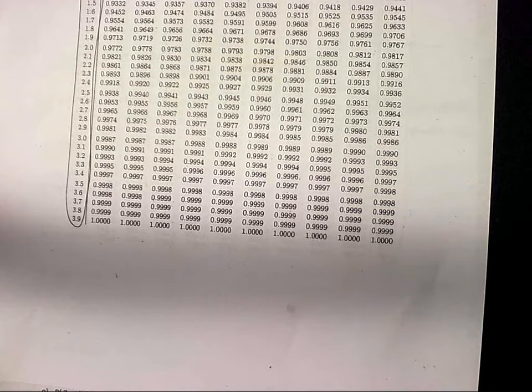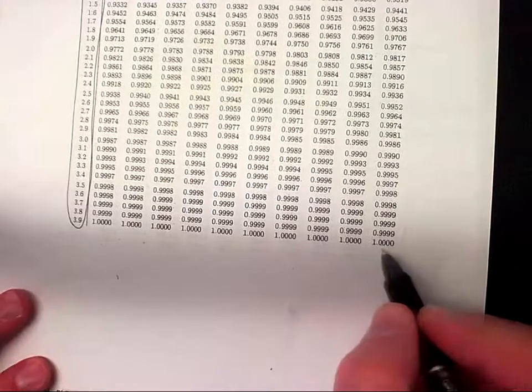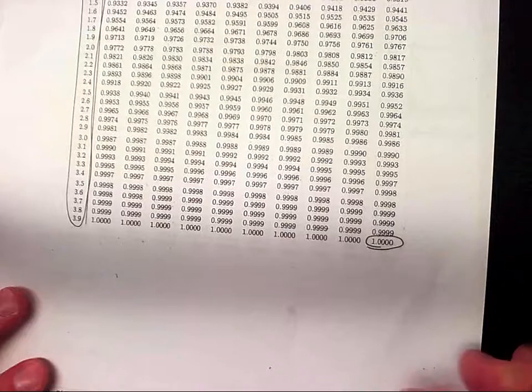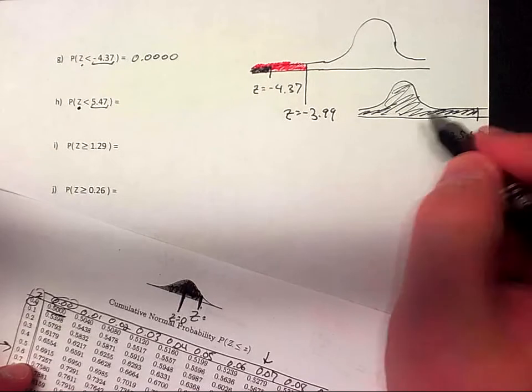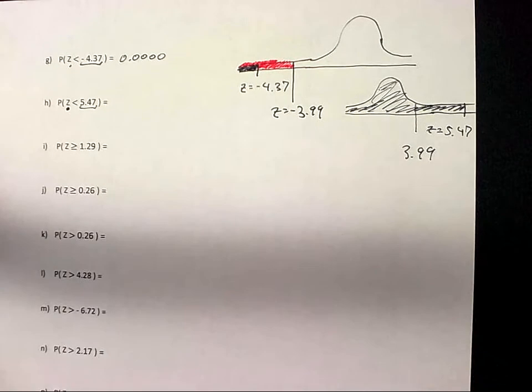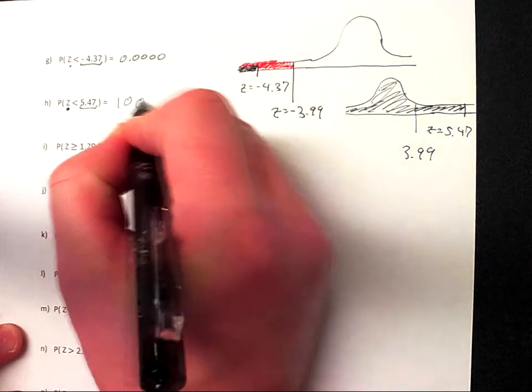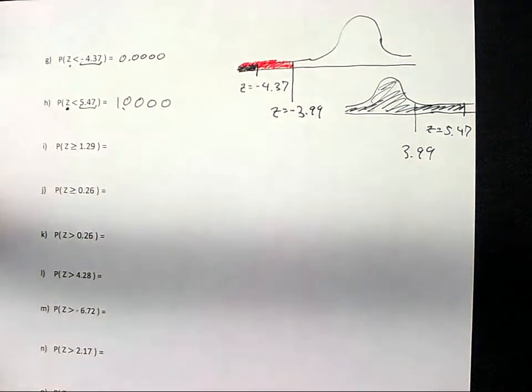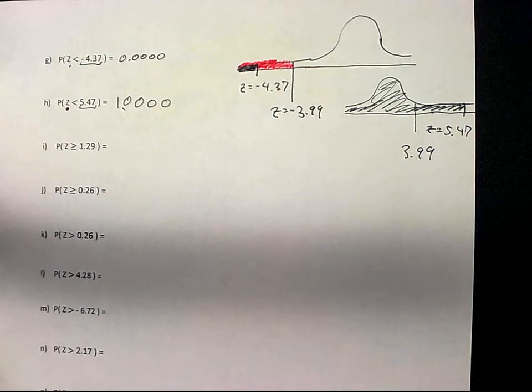The table stops at 3.99. But even at 3.99, approximately what percentage of the graph have we shaded in? 100%. So therefore, if we don't stop at 3.99, if we go all the way up to 5.47, approximately what percentage of the graph have we shaded in? 100%. Or 0.1003. All right, is everybody good with H?